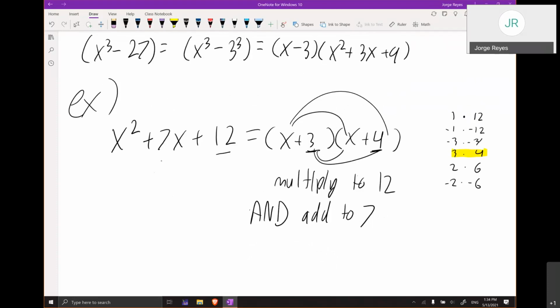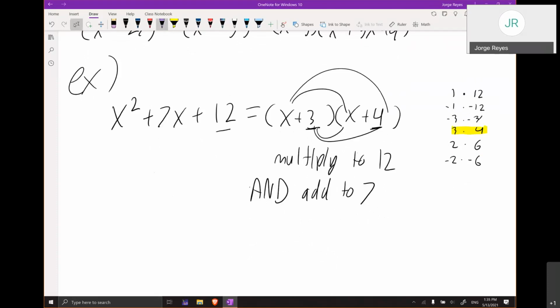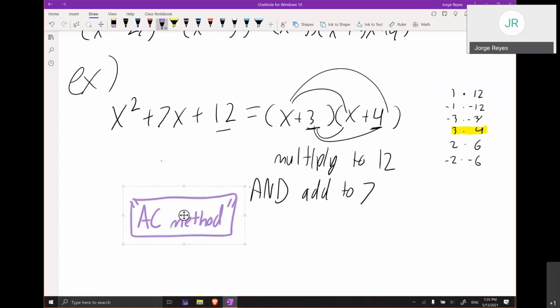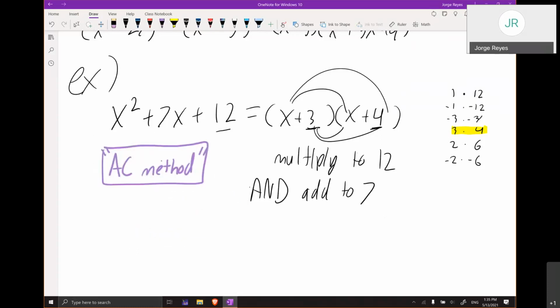Now, what I advise, because we're on the internet anyway, is if you want a more concrete method, I encourage you to punch this into YouTube. I hear very good things. The tutors in the tutoring labs, when they existed, would definitely say good things about the AC method for factoring. So I encourage you to look up the AC method if you don't like this way.